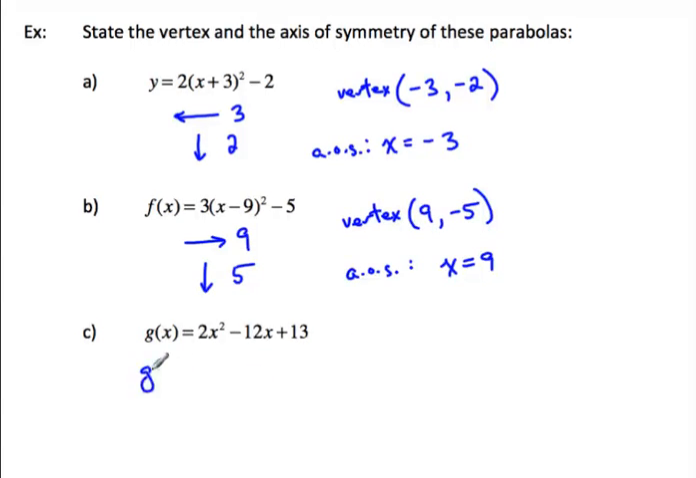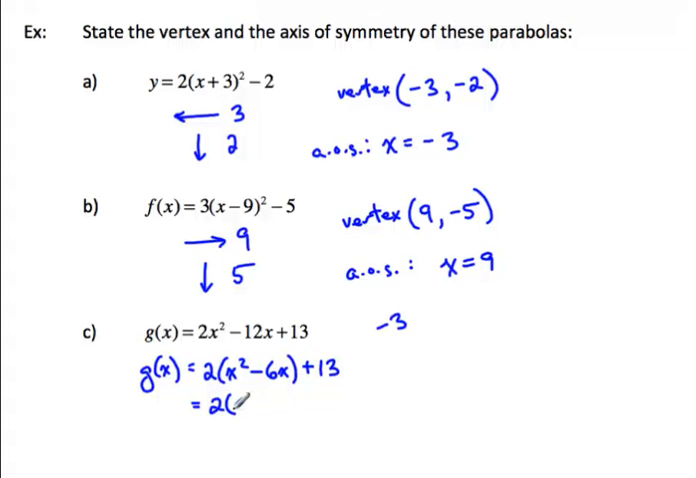So the way we're going to do that is completing the square. If you don't remember how to complete the square, then you'll probably want to go back and watch the completing the square video. I'm going to go through this relatively quickly. We factor the common factor of 2 out of the first two terms to get x squared minus 6x and leave the 13 outside. Then we take half of negative 6, which is negative 3.